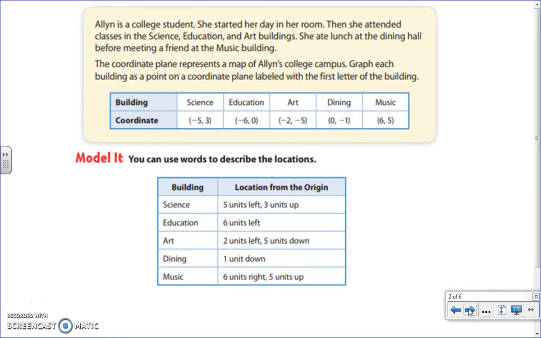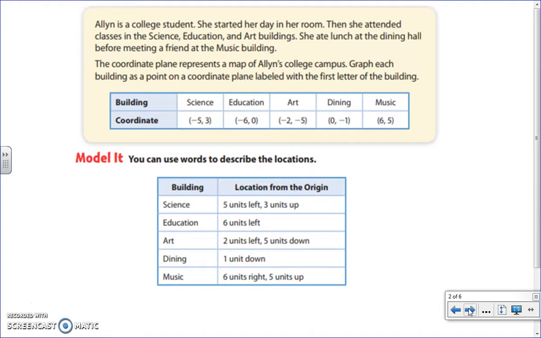Ellen is a college student. She started her day in her room. Then she attended classes in science, education, and art buildings. She ate lunch in the dining hall before meeting a friend at the music building. The coordinate plane represents a map of Ellen's college campus. Graph each building as a point on a coordinate plane labeled with the first letter of the building.